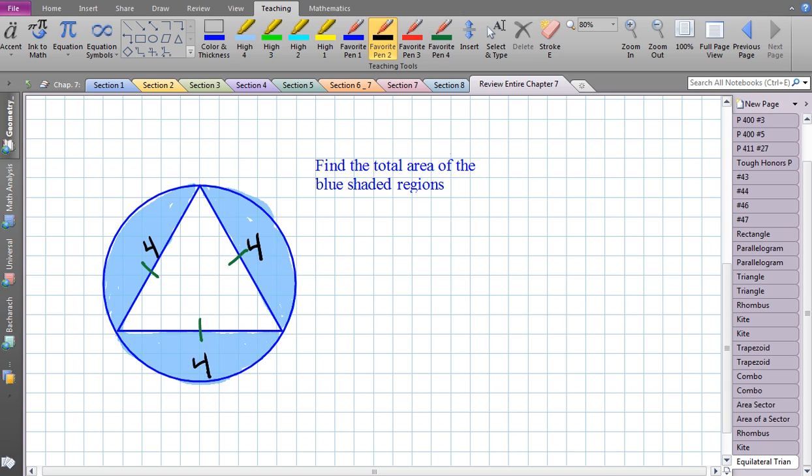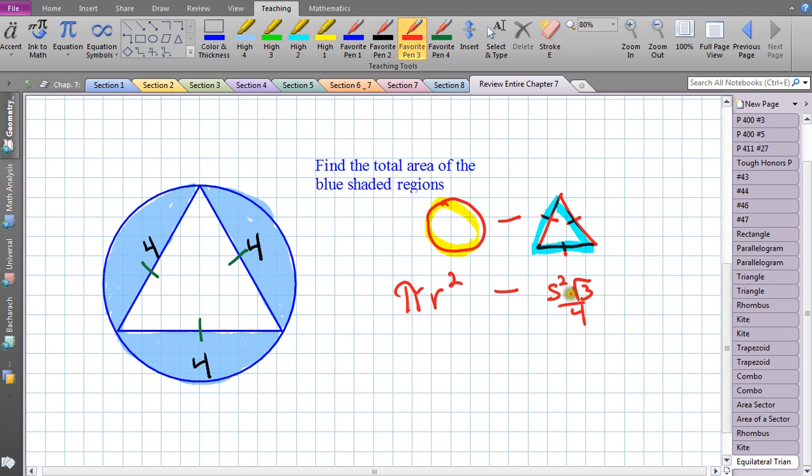I'm thinking we need a strategy to figure out the shaded region. Hopefully you can see that the strategy is to take the entire area of the circle and then subtract out the area of the triangle, because we don't really want the area of the triangle. What's left is what we want. That's the shaded region. So what is the formula for these two shapes? We have the very common circle formula, pi r squared, and we have side squared radical 3 divided by 4.